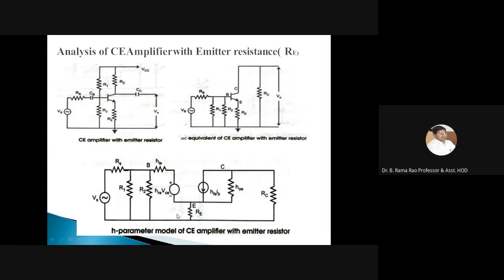So we can redraw the hybrid parameter model of a CE amplifier with the emitter resistance. We have taken the emitter resistance as it is from the first circuit to the second circuit and to the third circuit. In the earlier case we didn't consider this one, we neglected it. But we are going to consider this emitter resistance while analyzing the CE amplifier, so this analysis is known as the hybrid analysis of the CE amplifier with emitter resistance RE.